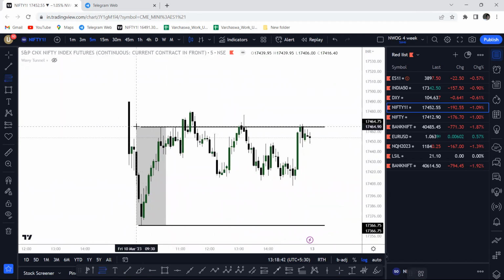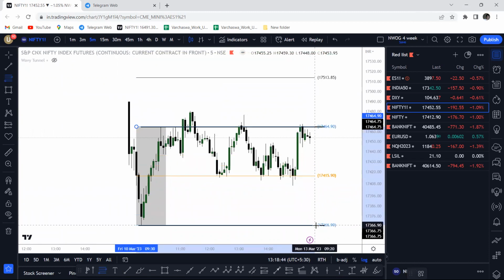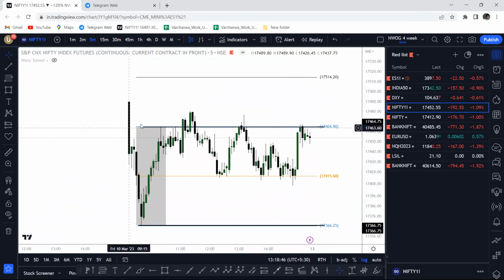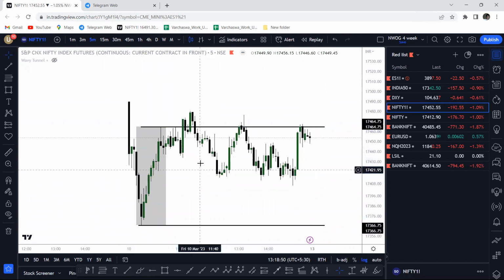This is precisely the 50% of this particular range. Yeah, very well. So if you see, it is already plotted in advance by the institutions, by the smart money dudes, so this is what you will be able to identify. And if the price could sustain above this, that's your trade.